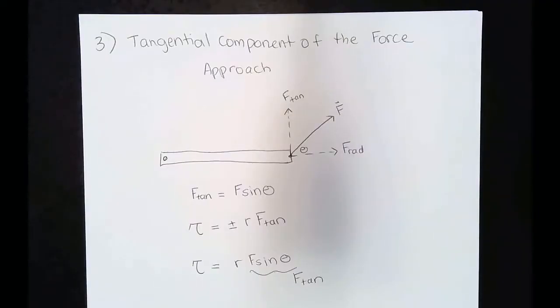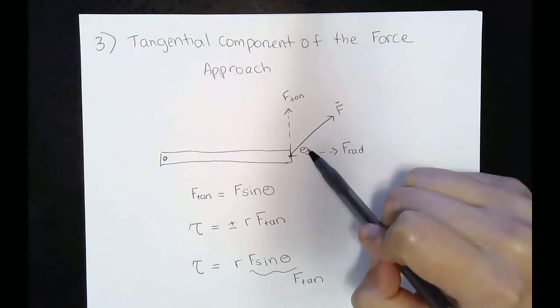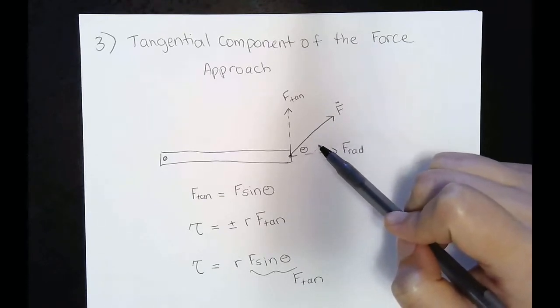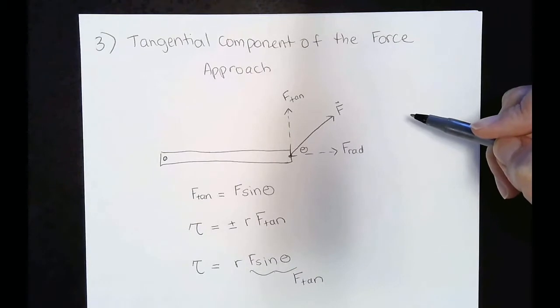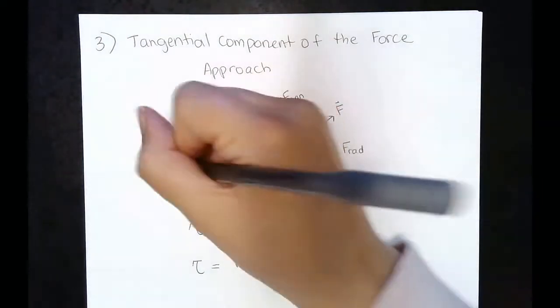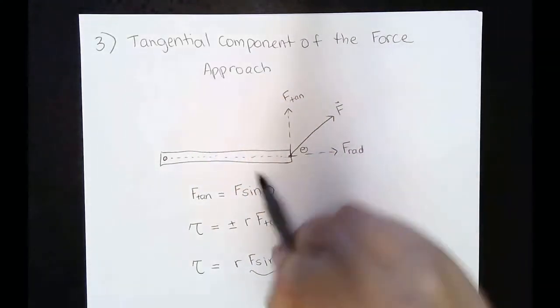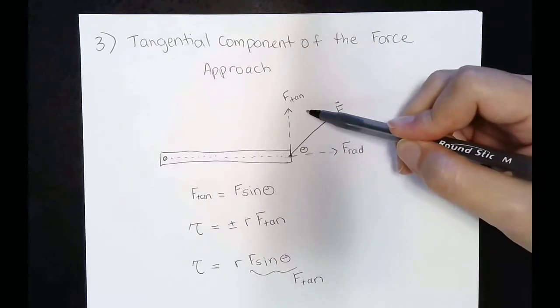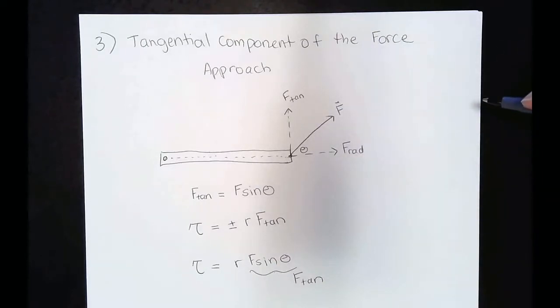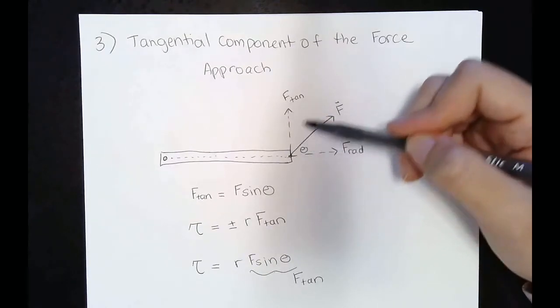Okay, the third method for calculating torque is called the tangential component of the force approach. If we look at our beam, a force acting on it, or on any object, can be split up into two components, as we've done with x and y components. But this time for angular quantities, we can think of this as a radial and a tangential component. The radial component is parallel or anti-parallel to this radial line, and the tangential component is perpendicular to the radial line. This method is useful because we know that only the tangential component creates the torque.